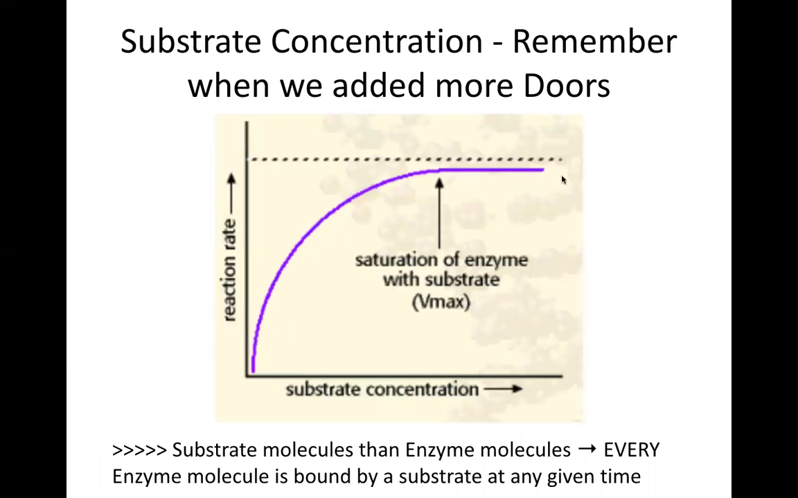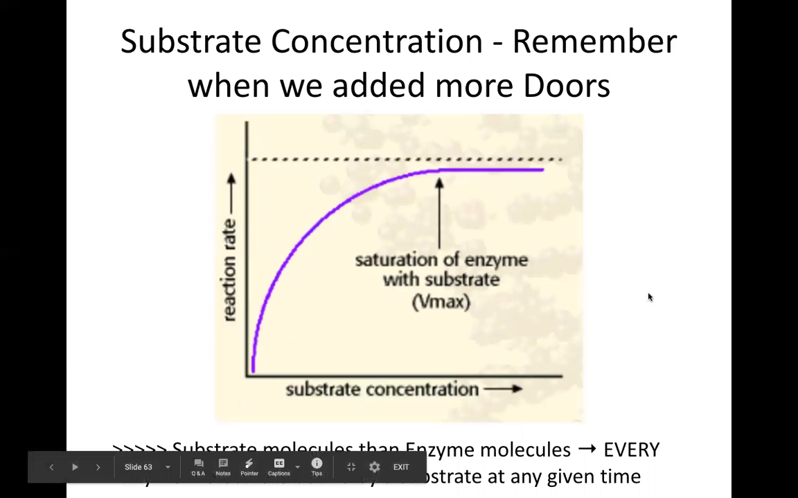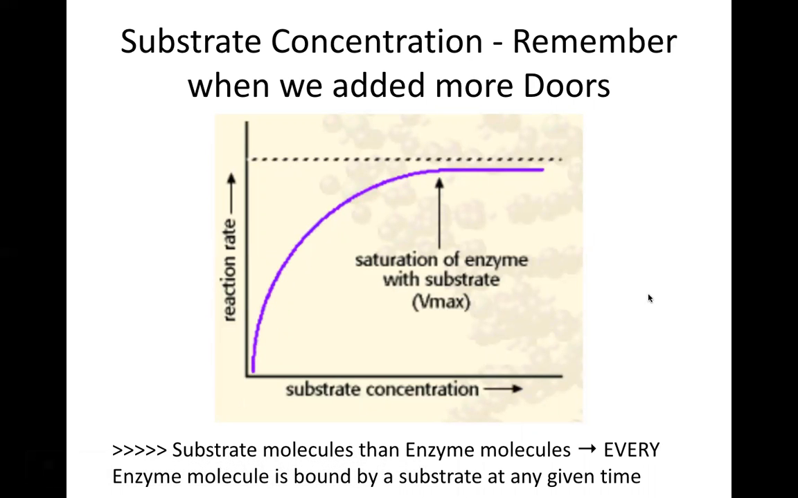So remember what happened when we added more doors in our enzyme game. As you increase the substrate molecules, as you have a lot more substrate molecules than enzyme molecules, every enzyme molecule is bound by a substrate at any given time. And we say this is saturation of the enzyme. The enzyme is saturated with substrate. Every enzyme molecule is bound to a substrate. And this is the maximum velocity, the maximum reaction rate of this particular reaction.